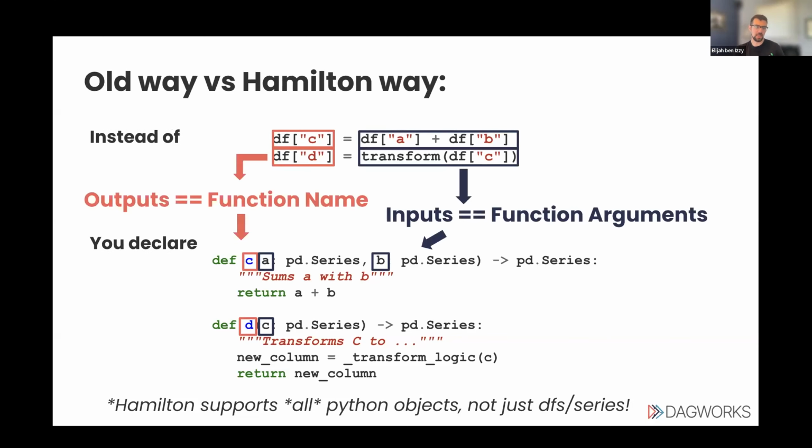So as I said, the output corresponds to the function name. This is creating two features, one called C and one called D. And D depends on C, and C depends on A and B, which aren't defined here. So they could be something from the outside world, or they could be another upstream feature.